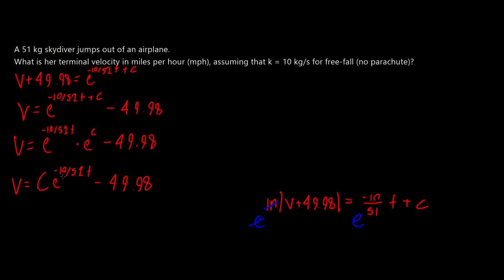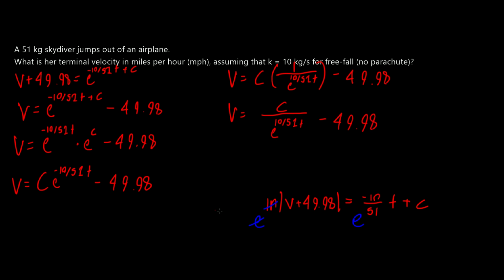And I'm actually going to rewrite this a little bit, so it makes this next part easier to see. So we're going to have v equals, and I'm going to leave this c here for now, multiplied by 1 over e to the power of positive 10 over 51 t. So notice how we lost the negative because we put it in the denominator, and then we're going to have minus 49.98. And now we can write that as v equals, you could have your c on top, and then e to the power of 10 over 51 t, minus 49.98. And now let me just remove this at the bottom.